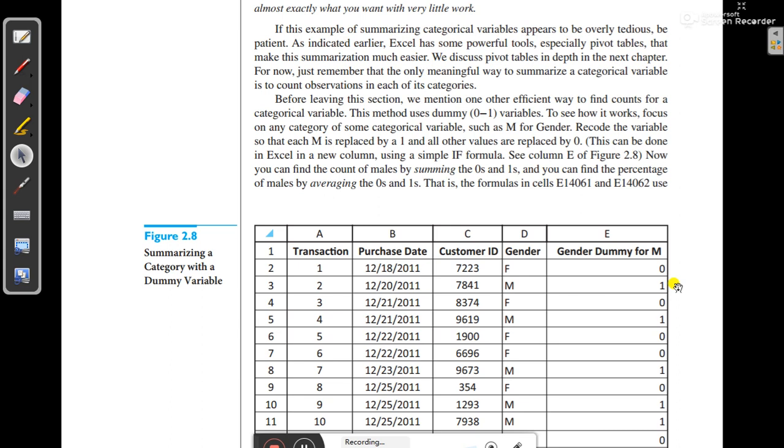So why do we convert a categorical variable into a numerical variable? Because sometimes summarizing the categorical variables appears to be overly tedious if the data set is very large, and if we try to go through it manually, it will become very tedious. That is why those values can be converted into numerical ones by replacing them with dummy variables.